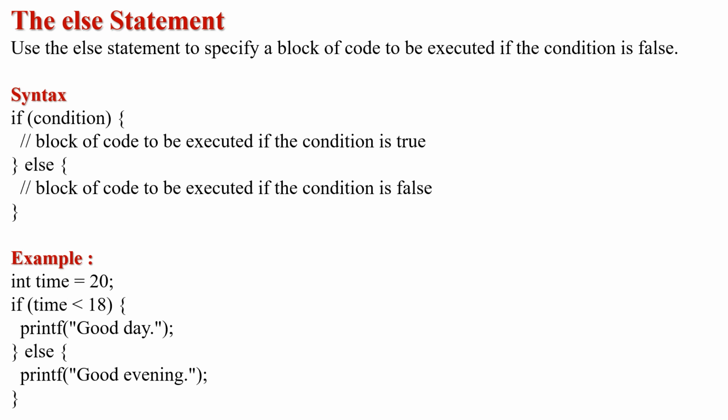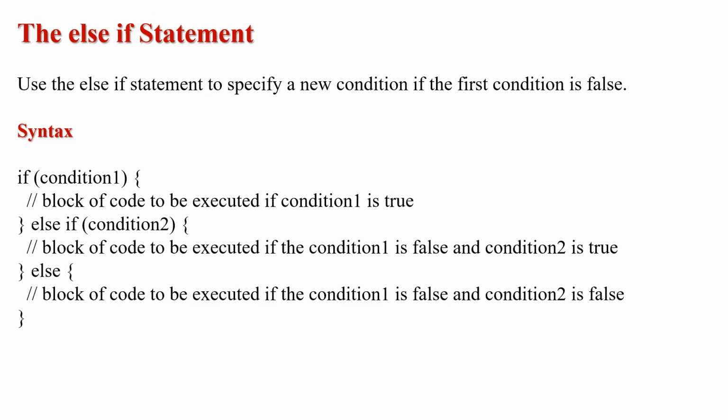For example, we are initializing time equal to 20, and if time is less than 18, it prints good day. Here time 20 is less than 18 is false, so it skips that block and moves on. Here it prints the good evening message.